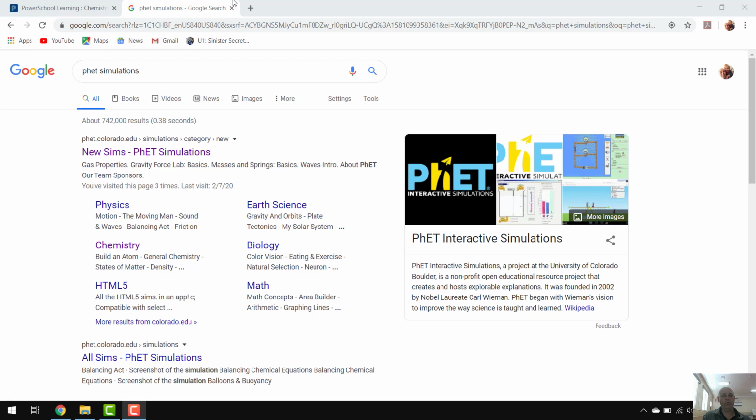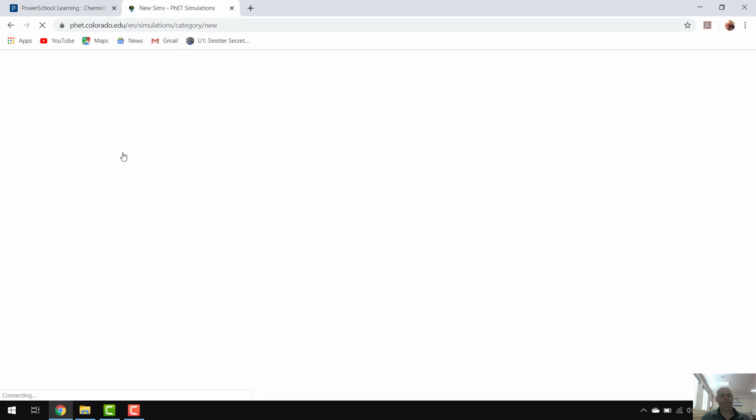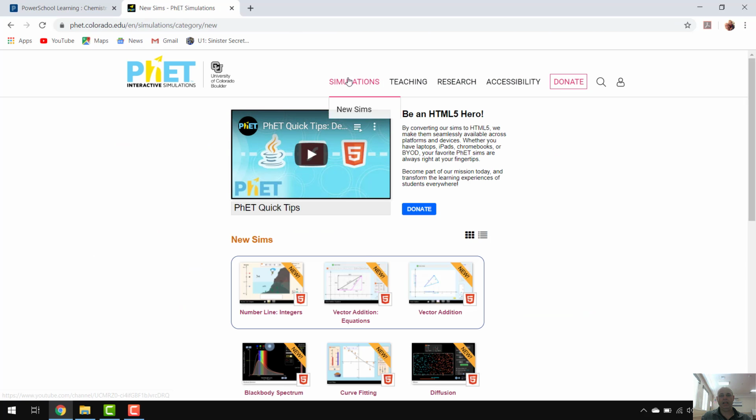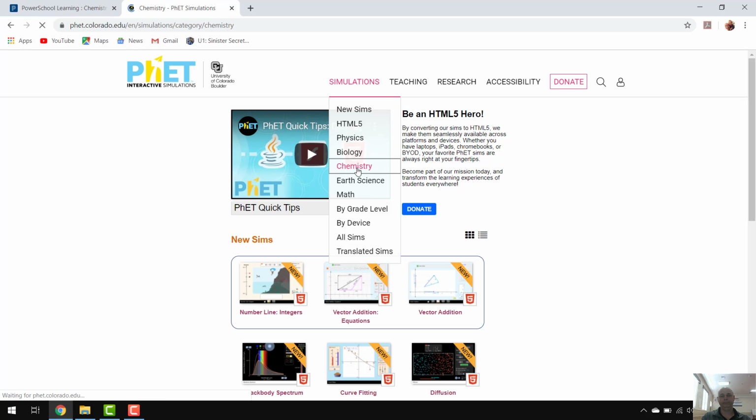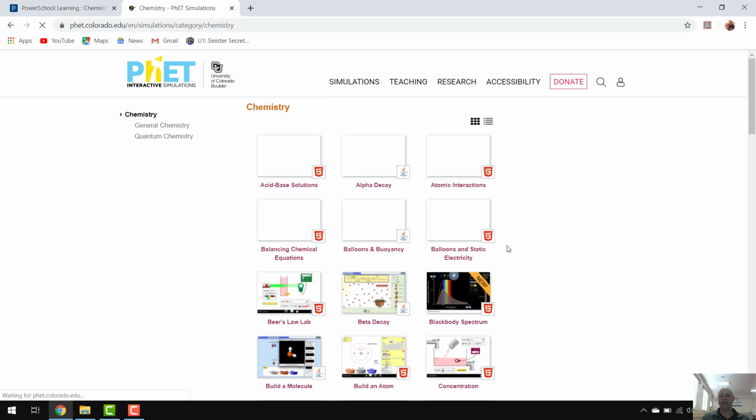If I search for PhET simulations, first thing I find is PhET by University of Colorado. That's what I need. And then if I go to simulations, it's going to give me a bunch of categories. And we're going to do chemistry. The one we're looking for is under chemistry. And these are all in alphabetical order.